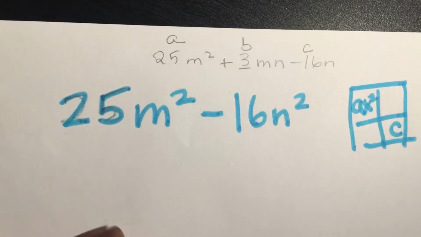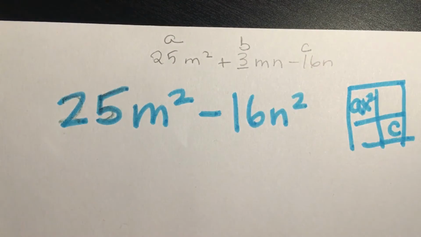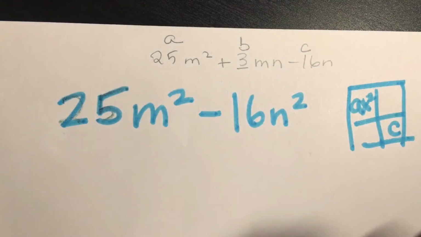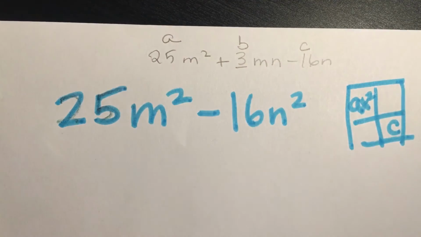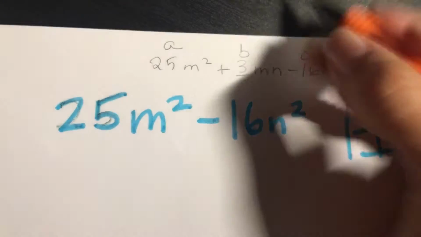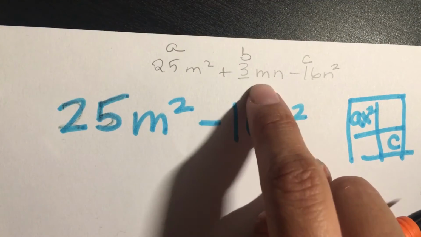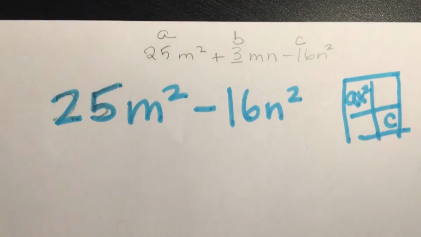Now I want you to think about this one. If I were to compare this problem to this problem, which term am I missing? Well, obviously I'm missing this mn term, the one that has both of the variables. So we have the squared term here, and this was also a squared term. This one has a combination of both. So that's just the mn term.